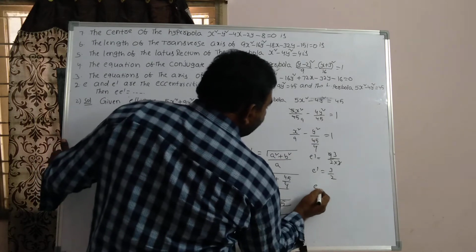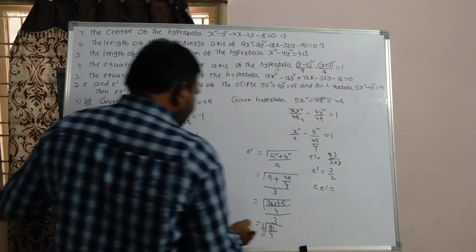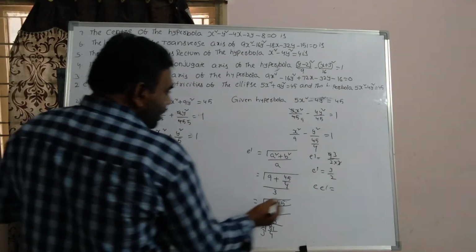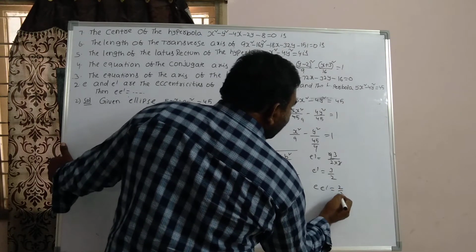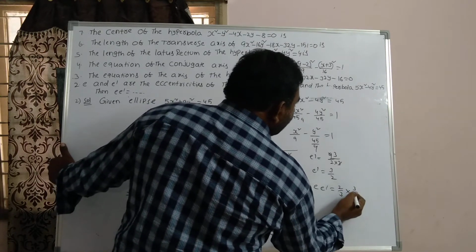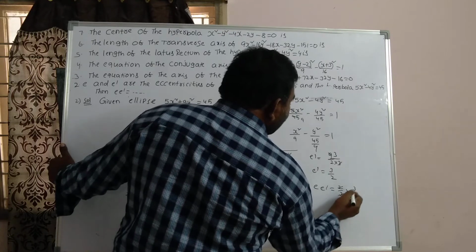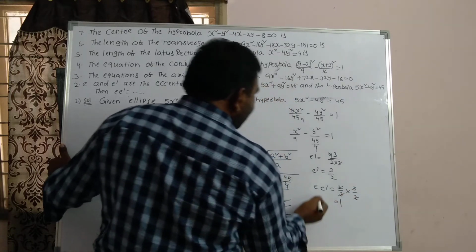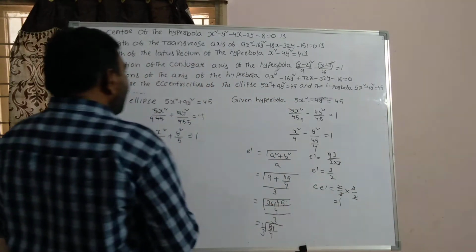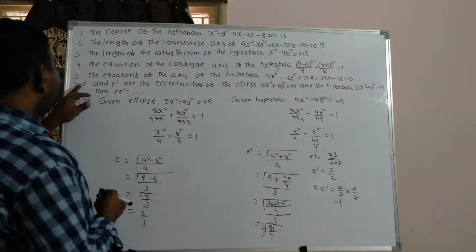So here e dash is equal to e value 2 by 3 into e dash value 3 by 2. 2 2 cancel, 3 3 cancel, we get 1. So e dash is equal to 1. We get the solution for the second sum.